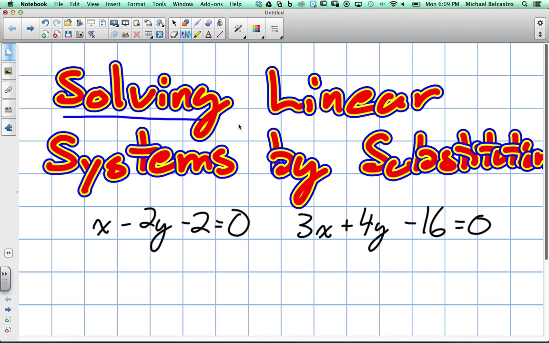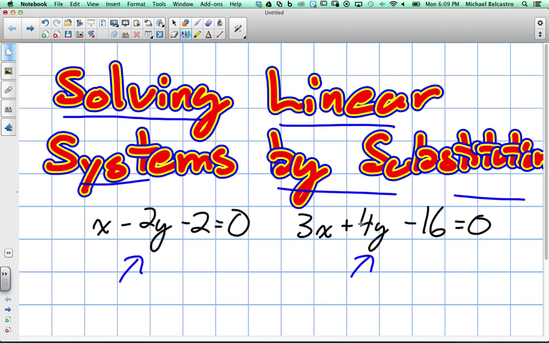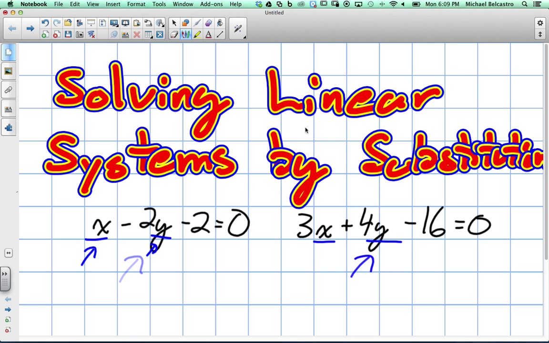Okay, we're going to be solving linear systems by substitution. They've given us two equations. And if you're looking for two variables, we have an x and a y, you need at least two equations to solve it. Okay? So we're going to number them. We'll call this equation 1, and we'll call this one equation 2.